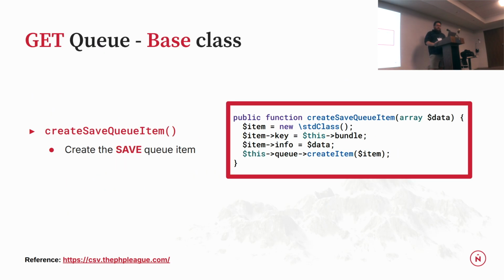So our save queue item, we're just creating an object, throwing a key on it, so maybe we're throwing our bundle in there, the data we need, and we're creating that item. So then that's going to have all of the parsed, pre-massaged data in one queue item in the database. And then let's say you had a file of like 5,000 rows, then it's going to create 50 of these save queue items.